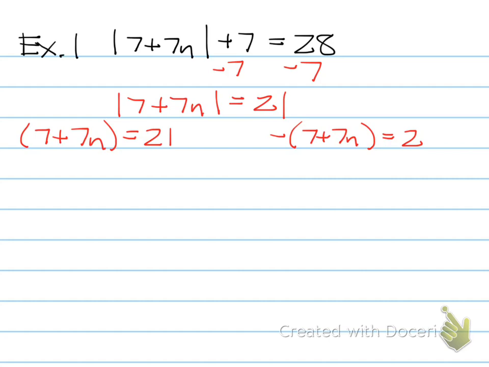So let's solve the positive one first. We want to start by subtracting 7 from both sides. Then we get 7n equals 14. When we solve for n, we get n equals 2. That's one of our values for n.